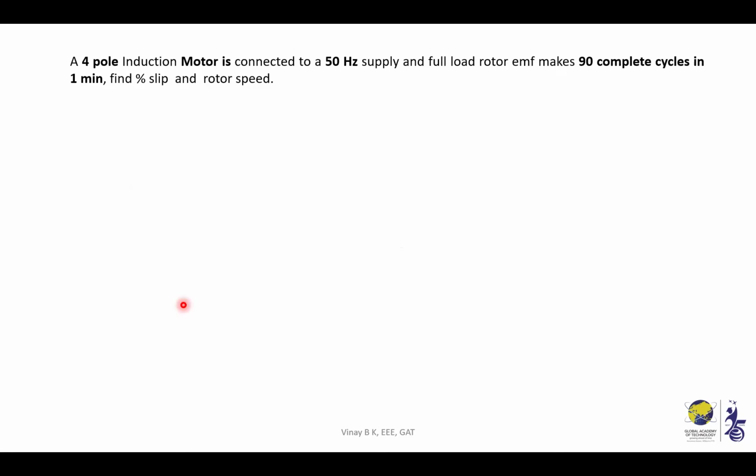In the last problem of this video, a 4-pole induction motor is connected to a 50 Hz supply. Full load rotor EMF makes 90 complete cycles in 1 minute. Find percent slip and rotor speed. 90 complete cycles in 1 minute means you have to convert to cycles per second. Rotor EMF means that the rotor frequency is given. The number of poles is given, the supply frequency is 50 Hz, and the rotor EMF cycles in 1 minute is 90.